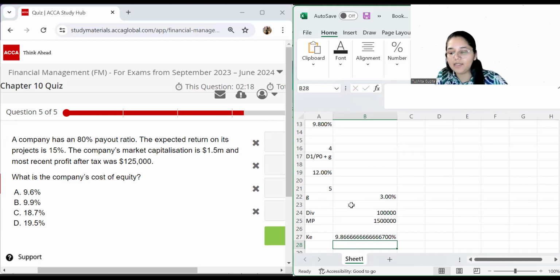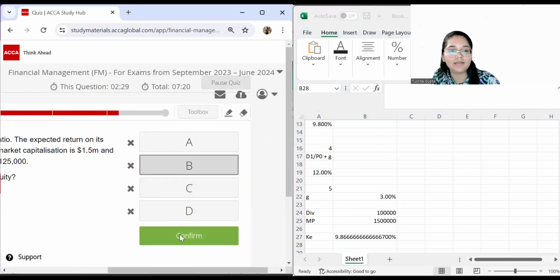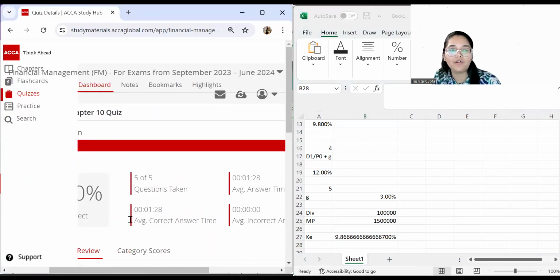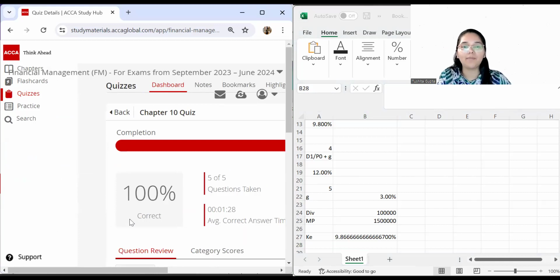So with this, you are getting your answer as 9.86, or you can say roughly 9.9%. With this, you mark option B as your answer. Let us submit this, and we are all through with this chapter's quiz.